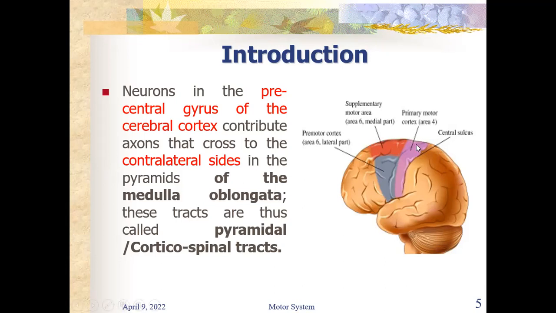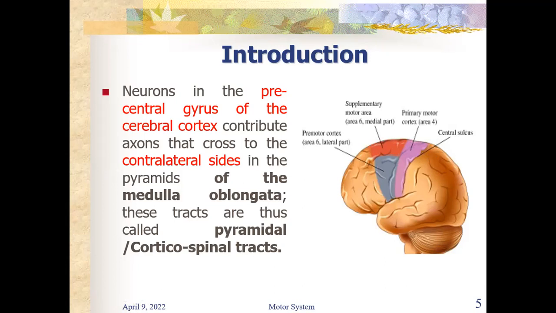So the primary motor area contributes 20%. The premotor area contributes about 30%. And then the parietal lobe, which is the primary somatosensory area, contributes about 40% of the descending tracts.